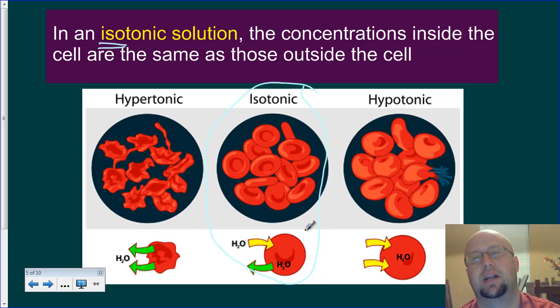We want them to be in an isotonic solution, because then the rate of water flow in is the same as the rate of water flow out, and the cell basically stays in its nice healthy little shape. You see a nice healthy red blood cell here. So isotonic is sort of the ideal that we're shooting for.